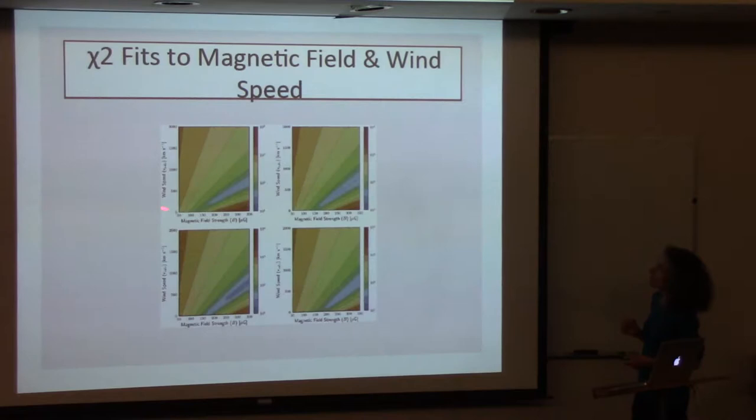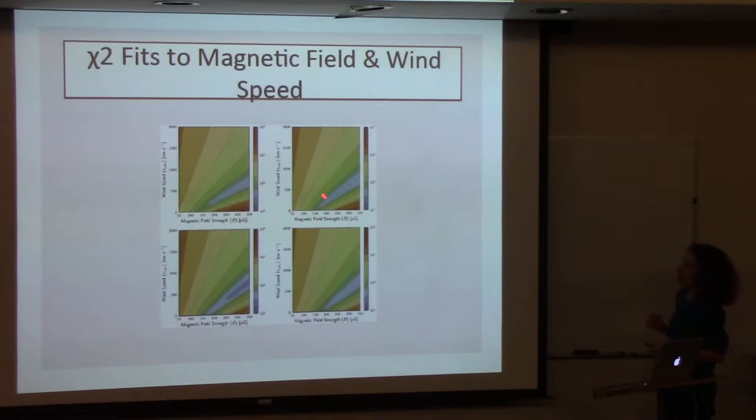You can see that there's kind of a valley of minimum chi-squared in all these plots. And what this represents is that as you increase the magnetic field strength, in order not to overproduce synchrotron radiation, you have to advect the electrons away faster. So that accounts for the general shape of these.